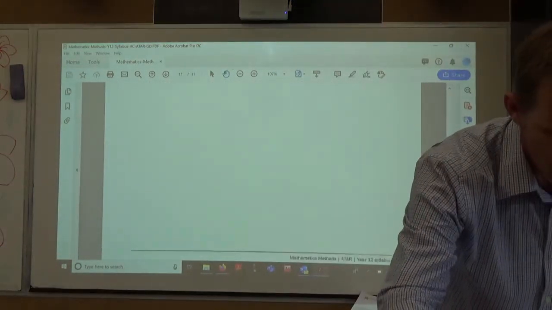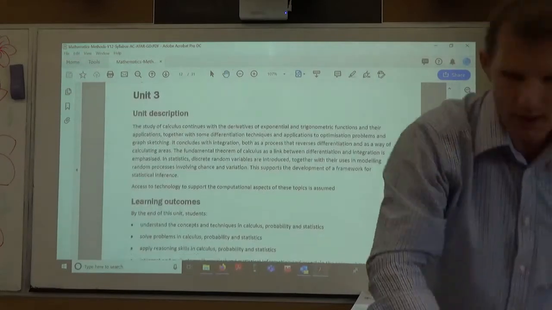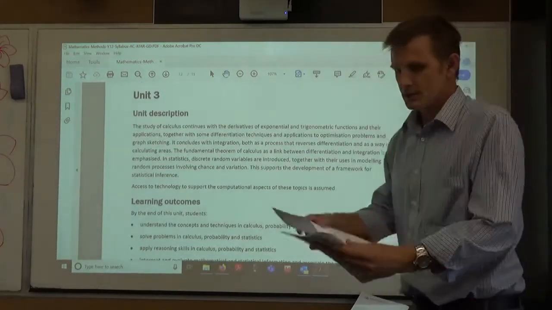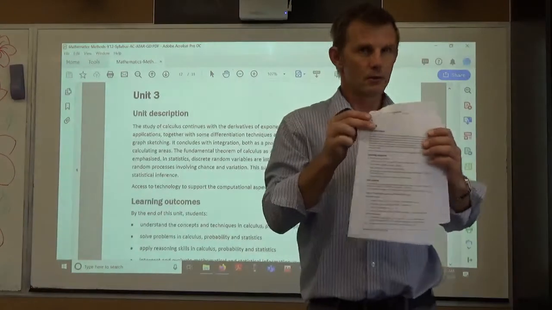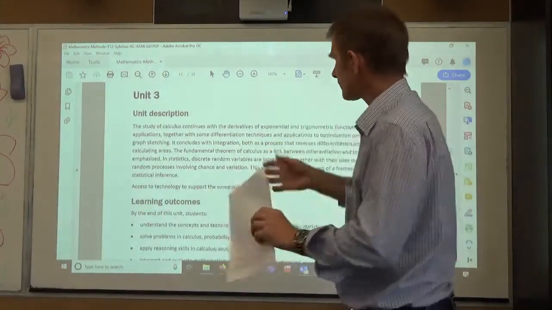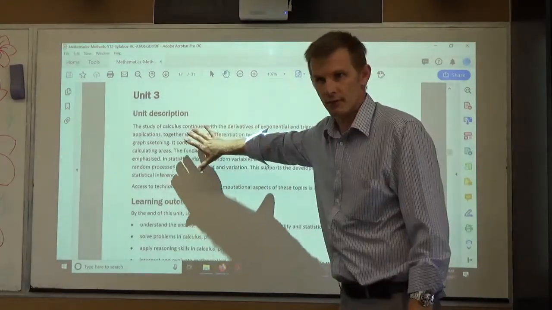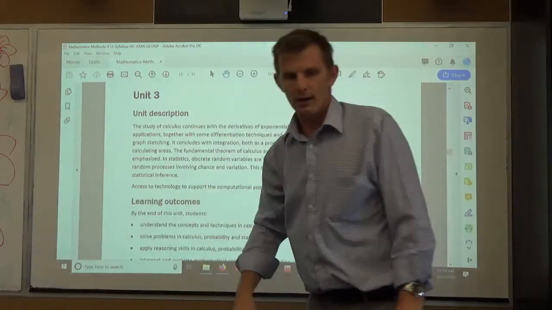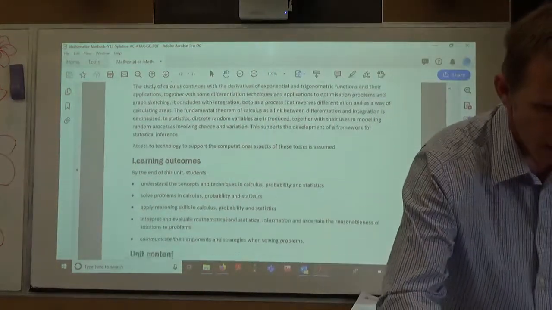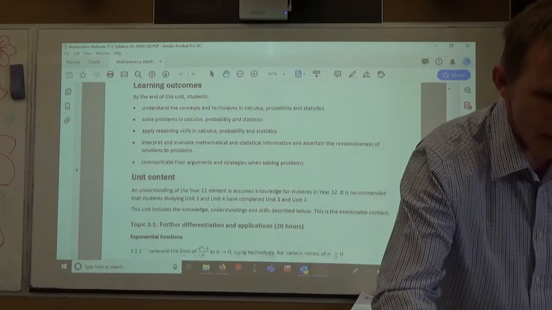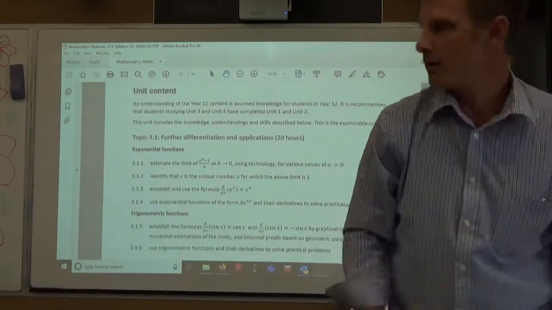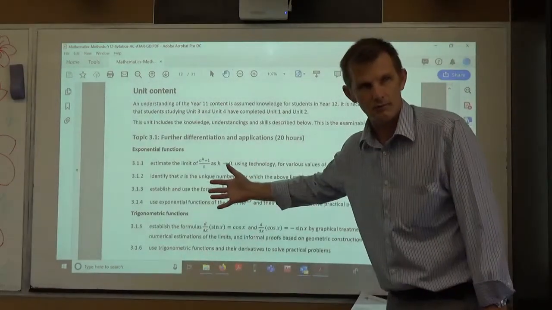Let's keep scrolling. Now, this is where we get to the important stuff, and this is where in your booklet we start Unit 3. There's a general description of what's going on in Unit 3, and then we get into the key things, the learning outcomes and the unit content. That is really where it starts.